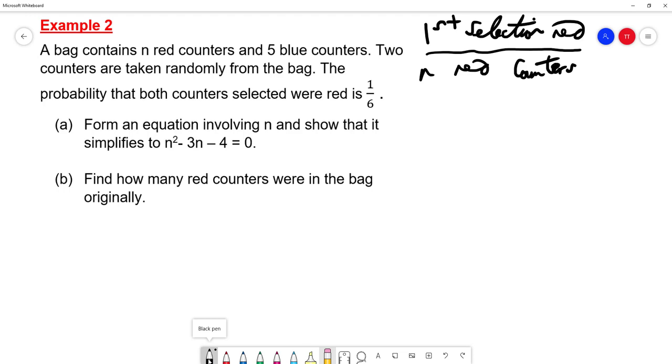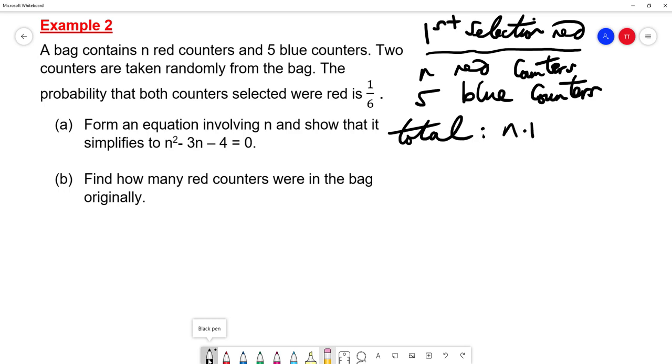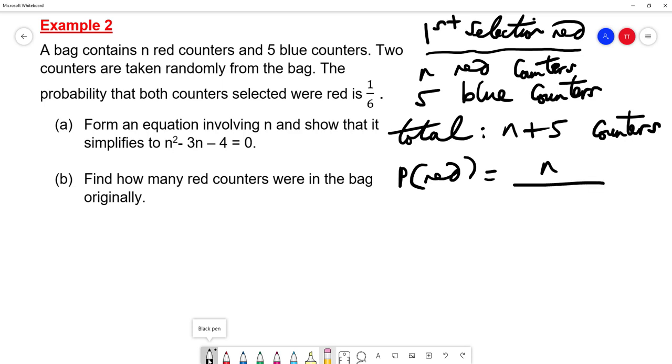And I've got 5 blue counters. So in total, I've got n plus 5 counters. That's the first thing to realize. So the probability of me choosing a red counter on my first selection is I've got n red counters out of a total of n plus 5 counters.